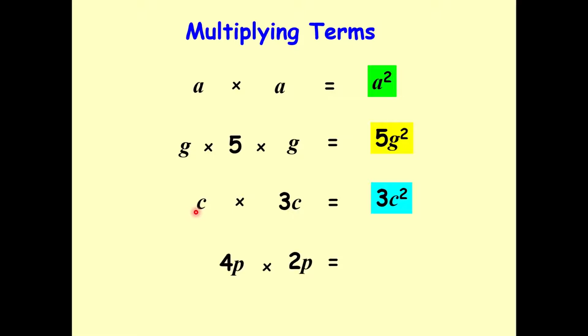And last example, 4p times 2p. So if we times both our numbers together, 4 times 2 gives us 8, and timesing both our letters together, p times p gives us p squared. So the answer will be 8p squared.